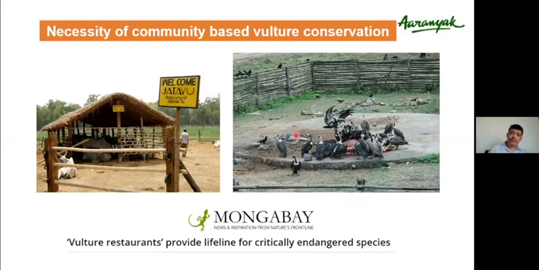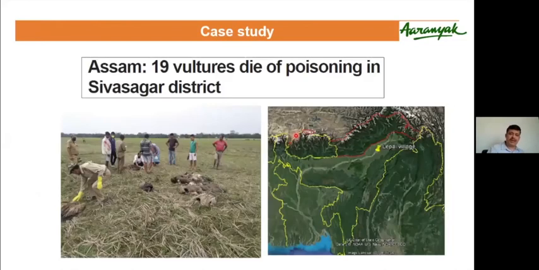I'll take you through more examples of why community-based vulture conservation is very important later in this talk. So let's start with a case which happened very recently in Assam. Probably most of you have heard about it or read about it in the newspaper.